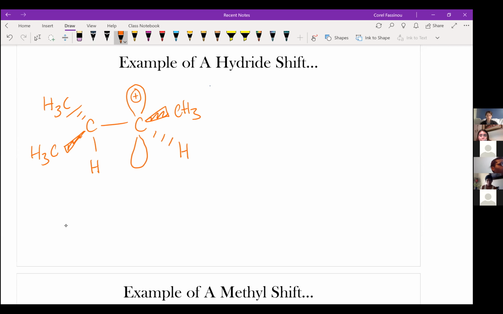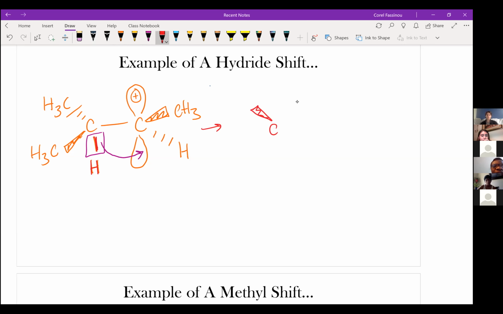So what can actually happen is that you can get the electrons between that carbon-hydrogen bond to shift over into that empty p orbital. And what that's going to do is pull not only the electrons, but also the hydrogen that's attached to that carbon, and pull it onto the other carbon. And what that's going to look like is it's going to change the molecule into something like this.